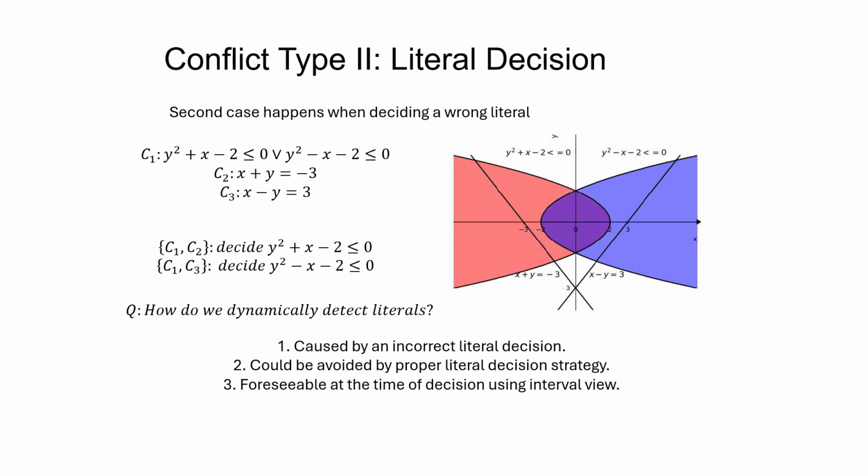In the picture, we find that the red area only has an intersection with the clause 2 line, and the blue area only has an intersection with the clause 3 line. So the question is, how do we dynamically decide literals? Which literal should we branch on or decide? This can be foreseeable at the time of decision using some interval view, and could be avoided given a proper literal decision strategy.